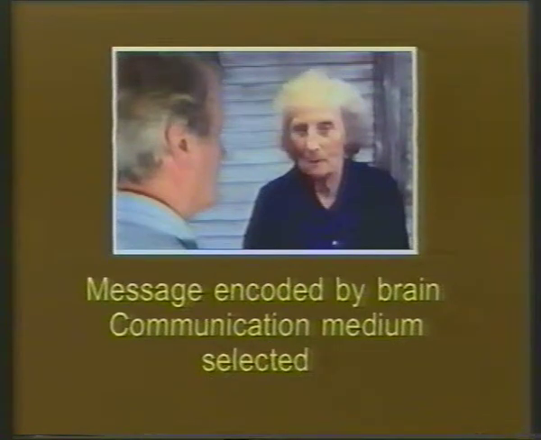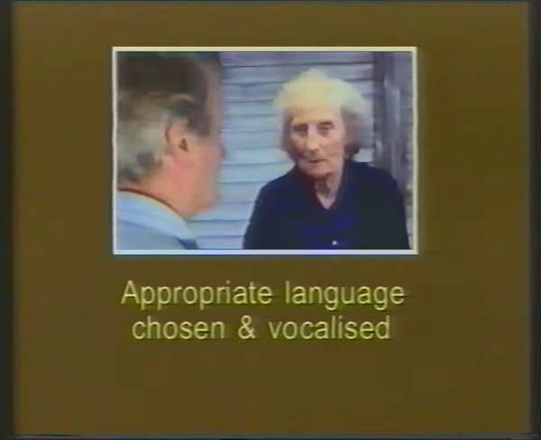The second stage is to choose a method of communication. For example, I may decide to write, use signs, body language, facial expression, or speech. If I decide to speak, the third stage is for me to decide what language to use and how to use it, depending on the person to whom I'm speaking. For example, the appropriate vocabulary will depend on the age and background of the person I'm talking to.